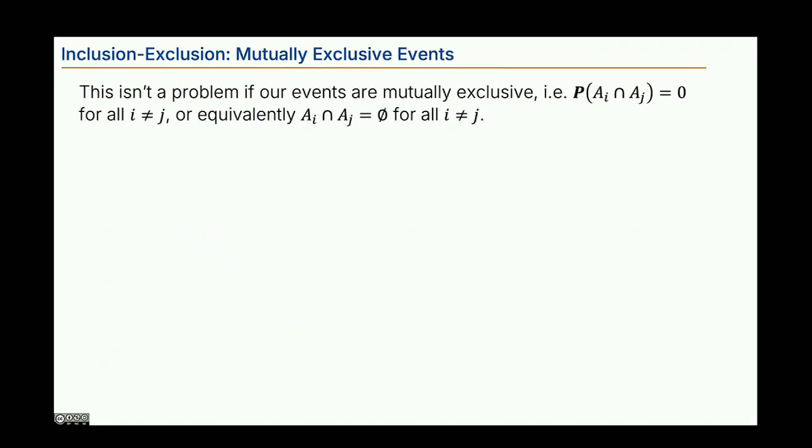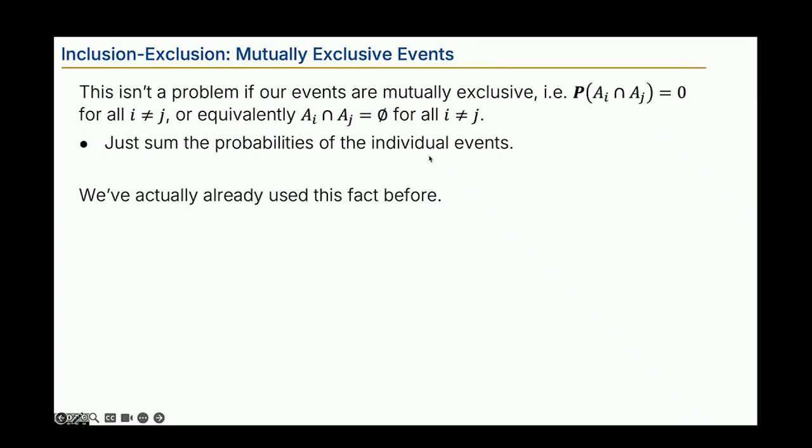Now, there are a couple of ways we could avoid all the trouble, and you had an example of one. There's actually an even simpler case. If we're lucky enough that our events are mutually exclusive, that is, their intersections are 0, then all those intersections are 0. We don't have to add them or do anything with them. So we just sum the probabilities of the individual events if the events do not overlap. We've actually used that before.